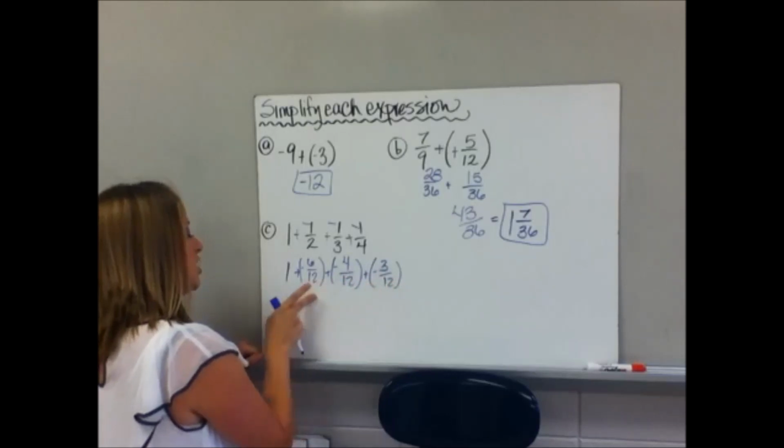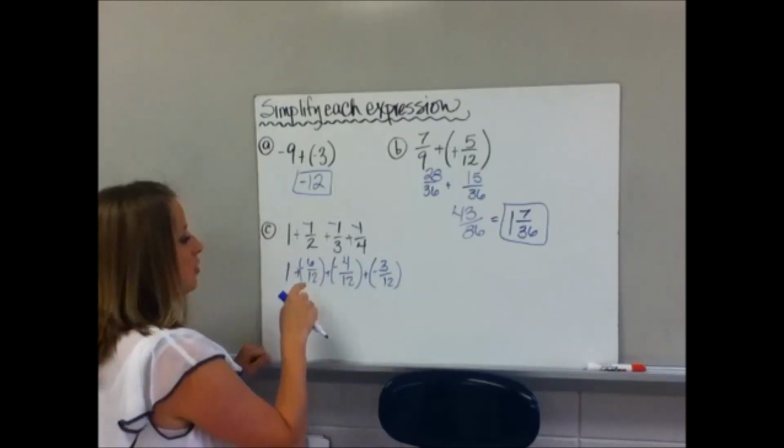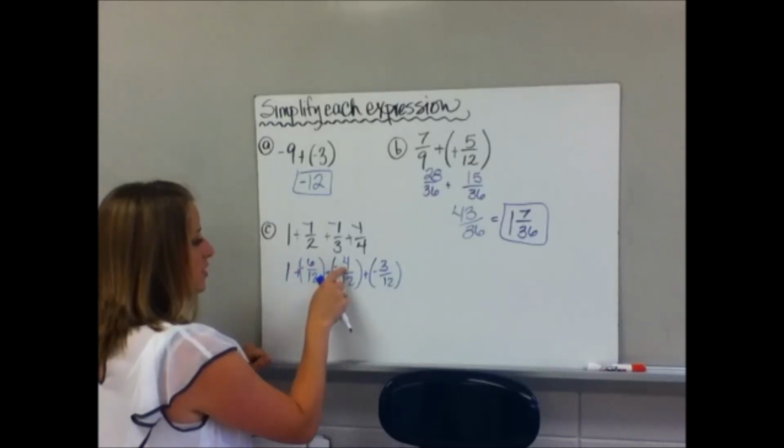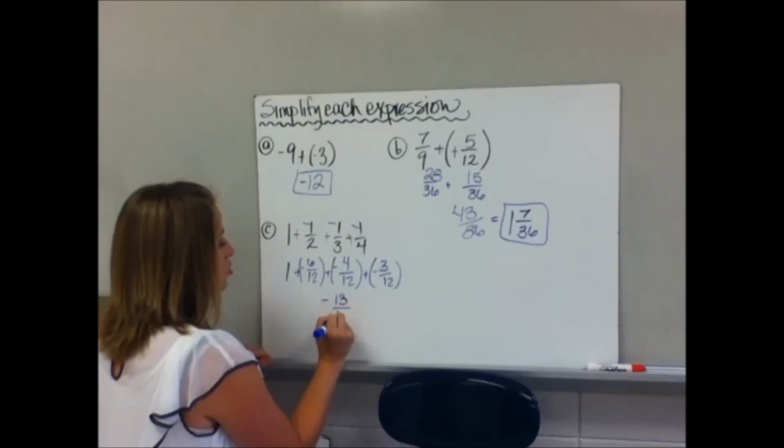So the commutative property says I can change the order. I'm going to add those first. And since they all have the same sign, I'm finding the sum of all those. 6 plus 4 is 10. 10 plus 3 is 13. So I'm going to have negative 13 over 12.